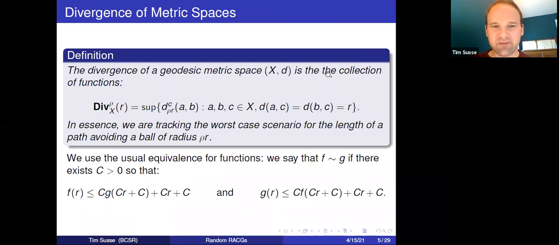So when we consider the divergence, we won't consider that function precisely. We'll use our usual equivalence for functions. So we'll say that 2 functions f and g are equivalent if there is a c greater than 0, so that f of r is less than or equal to c times g of cr plus cr plus c, and similarly reversing the roles of g and f. So we'll consider the divergence function up to this equivalence relation.